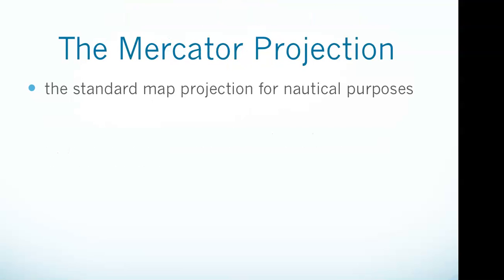The Mercator projection, okay? That's a cylindrical map projection presented by the Flemish geographer and cartographer Gerardus Mercator in 1569. It became the standard map projection for nautical purposes because of its ability to represent lines of constant course.